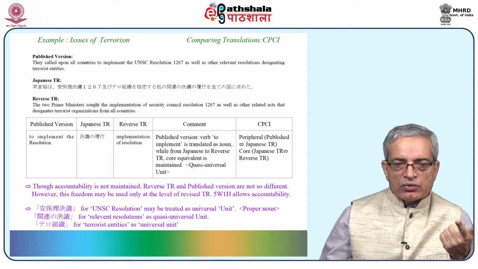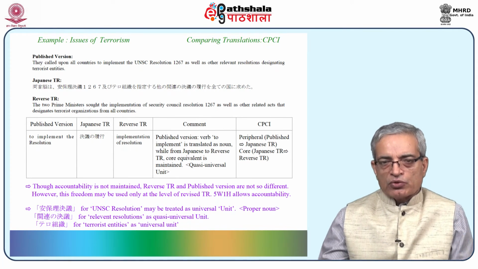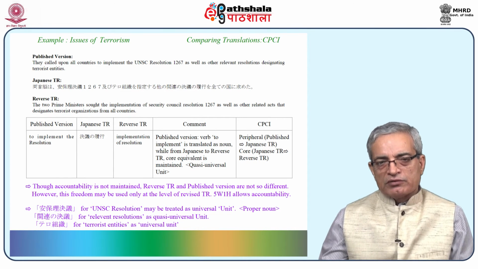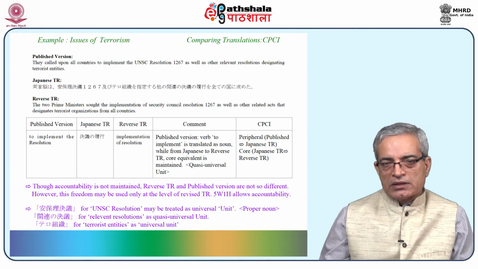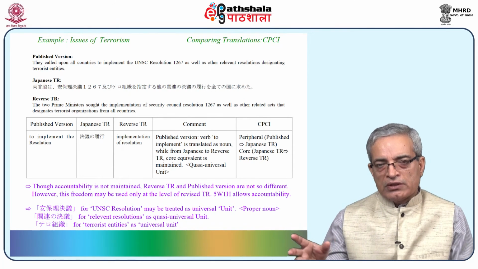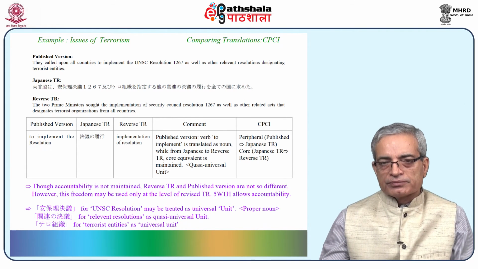The next is Kanren no Ketsugi. Kanren Ketsugi, Kanren can be different. It could be something no Ketsugi, so it's a quasi universal unit. And Tero Soshiki for terrorist entities. I think this should be taken as a universal unit because this is not so easily available a word, because Soshiki is normally organization and Tero has got an issue of whether it is terrorism or terrorist.